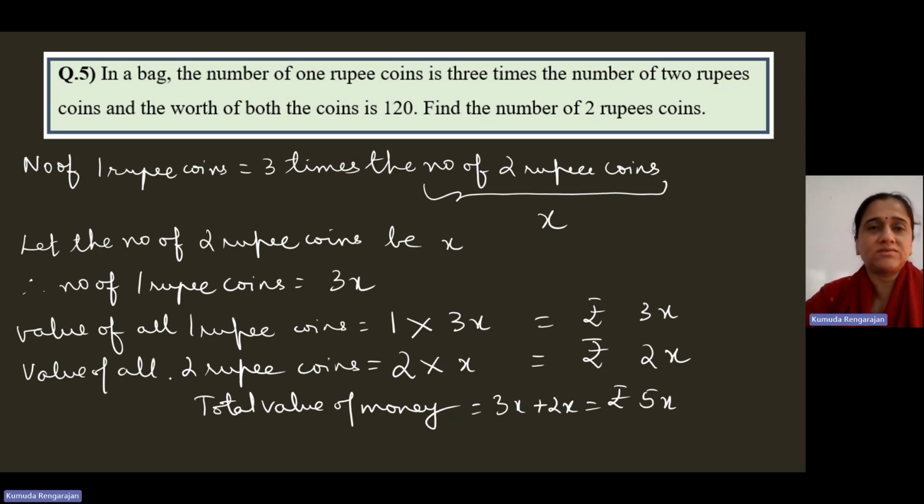So according to this example, what is the total value of money? 10x plus 1x, 11x. The total value of money is equal to 10x plus 1x, 11x. But in the question, the value of money will be given to you. So 11x is equal to the value of the money given in the question. That's the equation. Solve the equation to find the value of x.